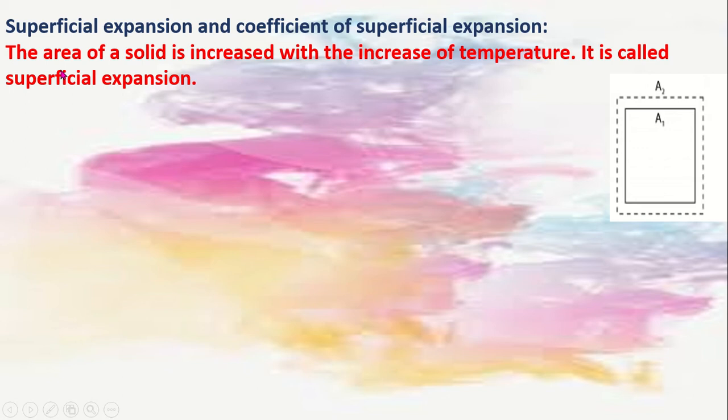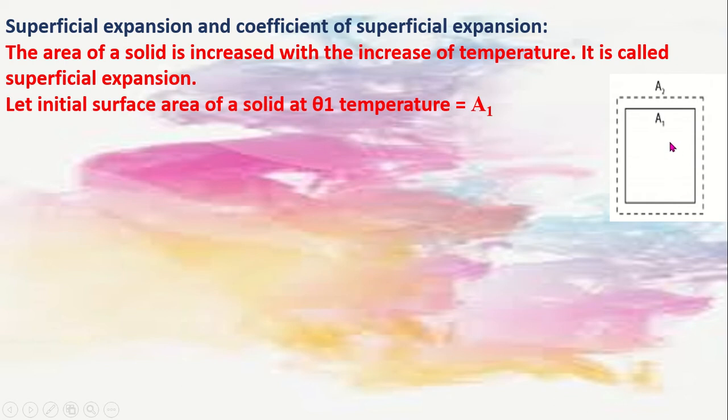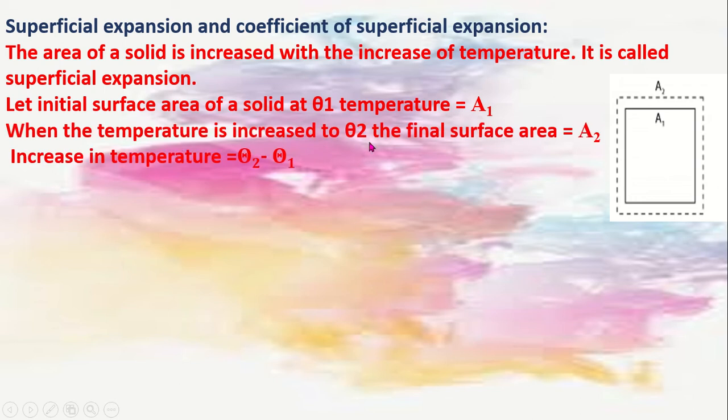By seeing the picture here, I think you can understand what I am going to explain. Superficial means the expansion in area. The area of a solid is increased with the increase of temperature. It is called superficial expansion. Look, here the initial surface area of the solid matter is A1. And when the temperature is increased to θ2, the final surface area is A2. So the increase in temperature is θ2 minus θ1, and the increase in surface area is A2 minus A1.